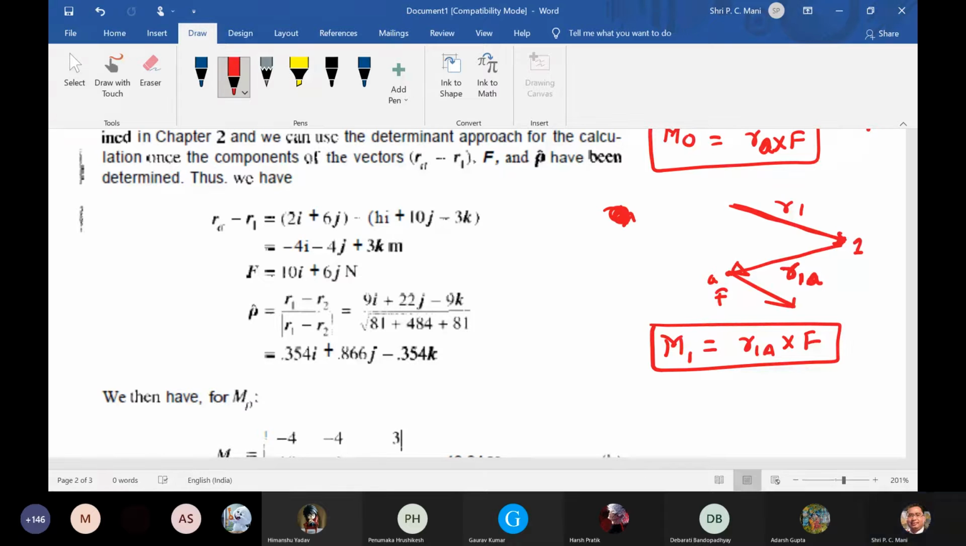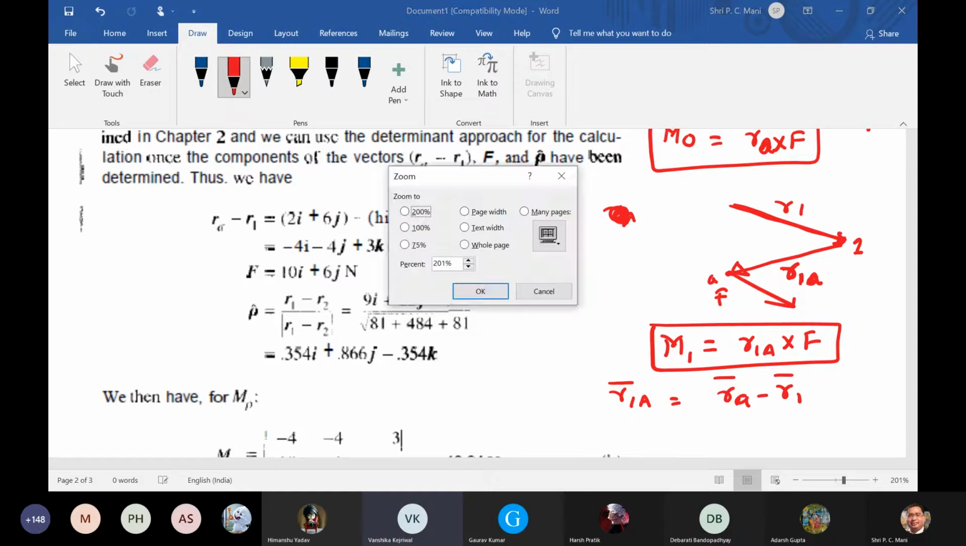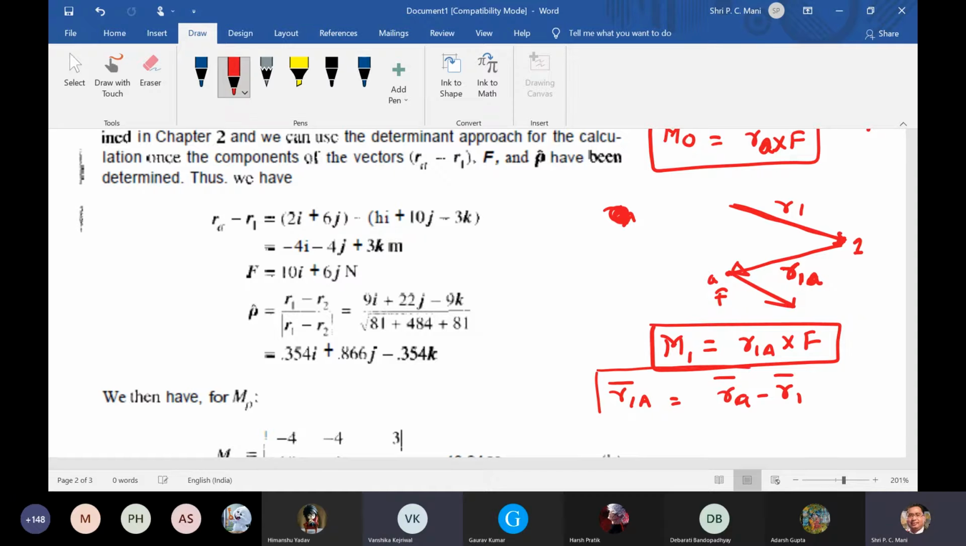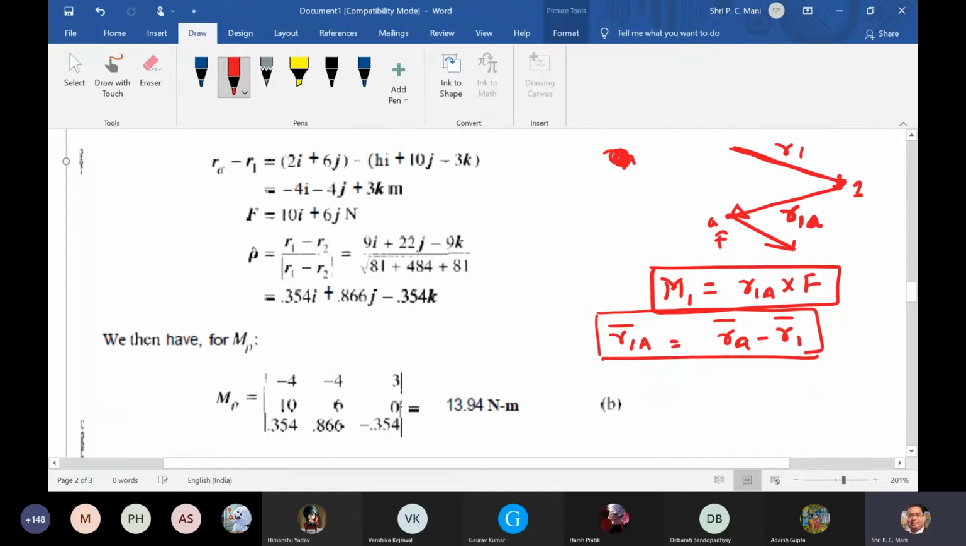Yes, sir. What is R1A? Sir, it is the displacement vector from point 1 to point A. And this we can write as RA minus R1. Yes, as I have written, it will be like this. Yes, sir. Okay, so this is the displacement vector R1A, that is RA minus R1.